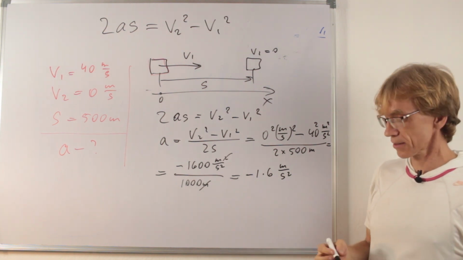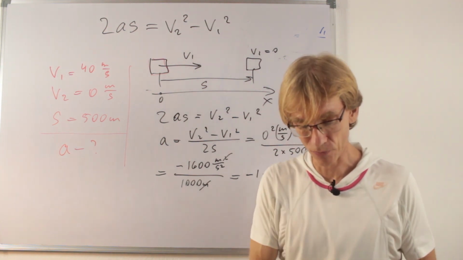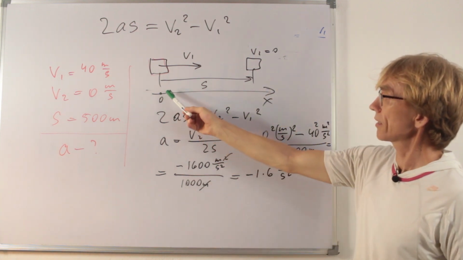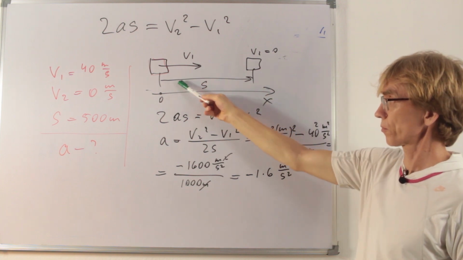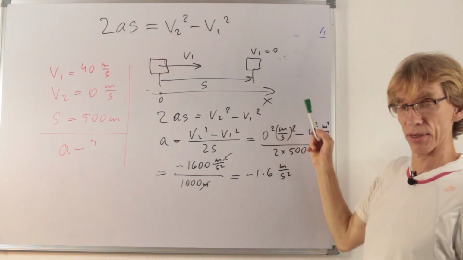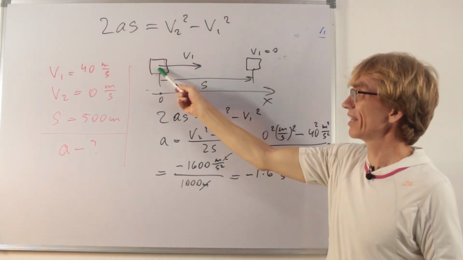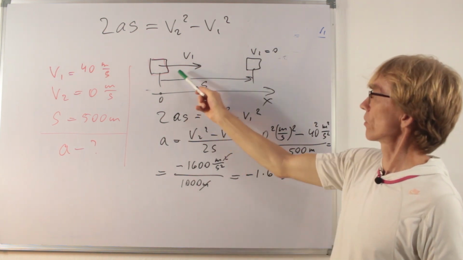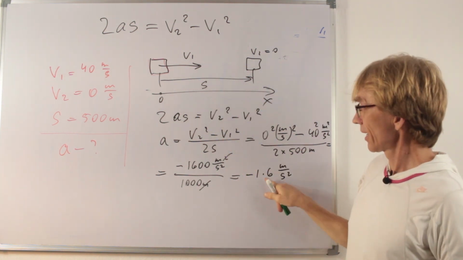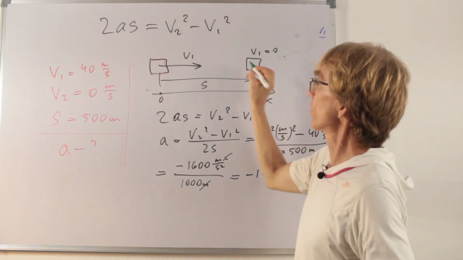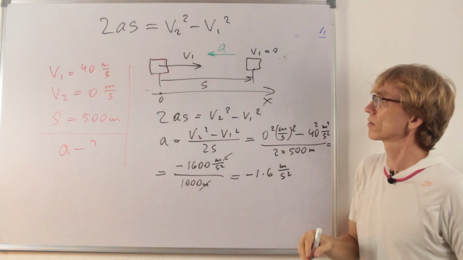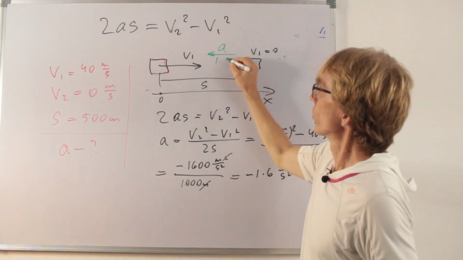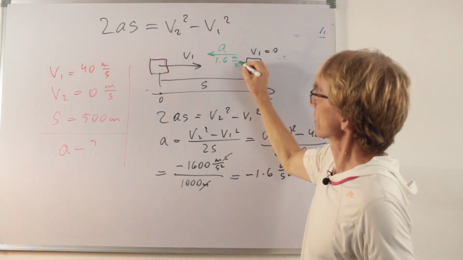But what does this minus sign mean here? Well, here is our positive direction, which we take as positive because it's in the same direction as our x-axis. Initial velocity is positive, because it's in the same direction. If we have negative acceleration, it means it's directed opposite, like that. 1.6 meters per second squared.